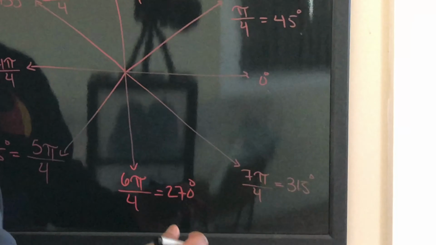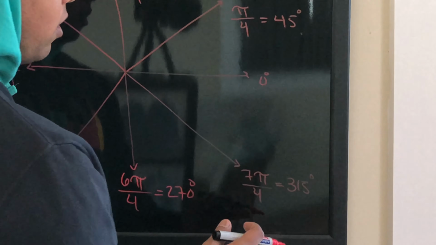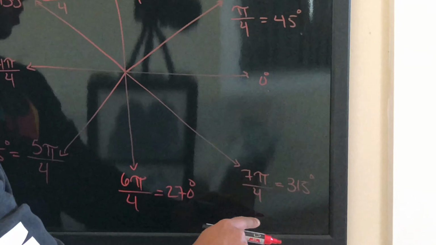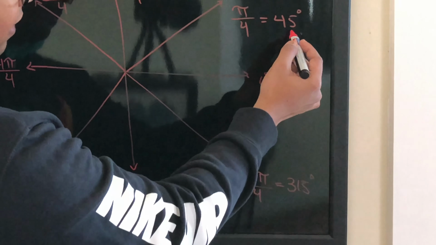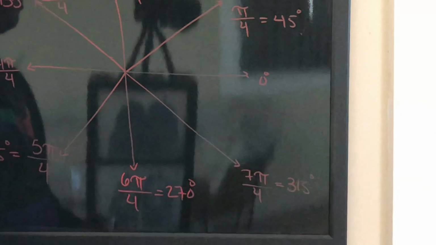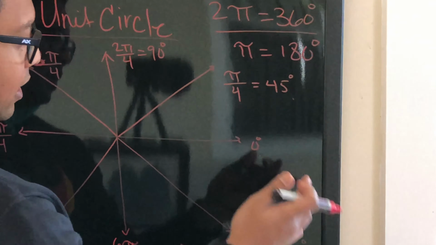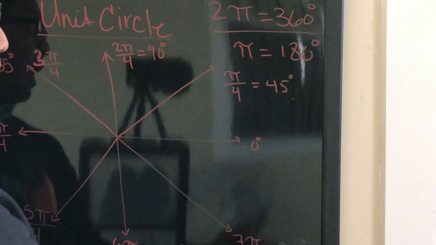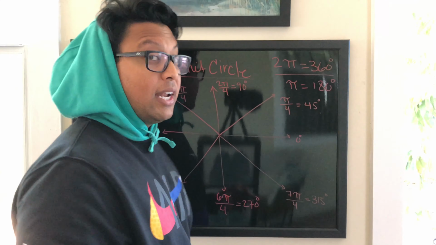The next one is 7 pi over 4. 7 pi over 4 equals 315 degrees. Pi divided by 4 is 45, 45 times 7, you get 315. And this is 8 pi divided by 4, but it's going to reduce down to 2 pi, which equals 360, all right? So that's the first part of the unit circle, and then we'll go ahead into the second part.